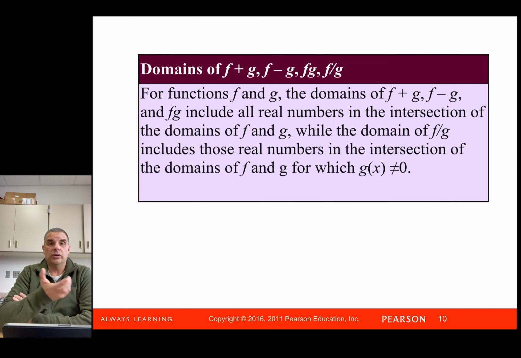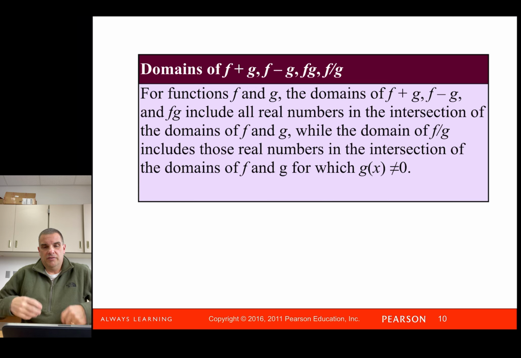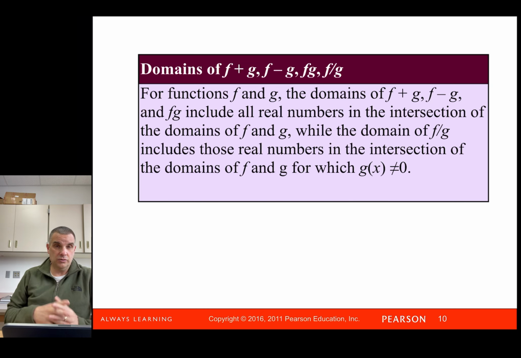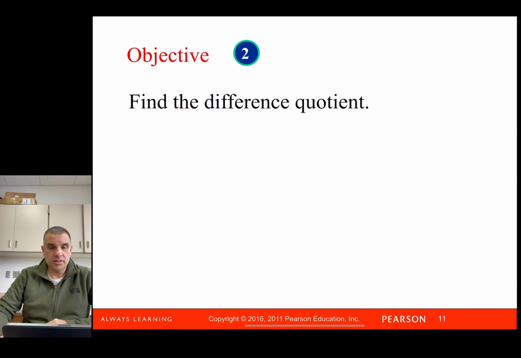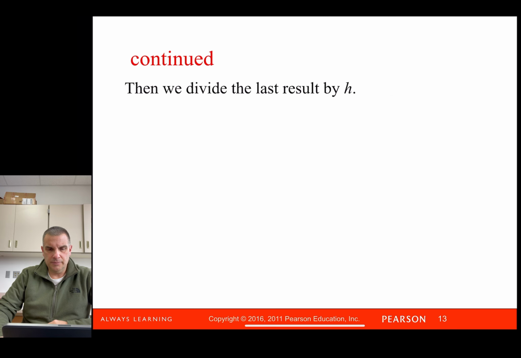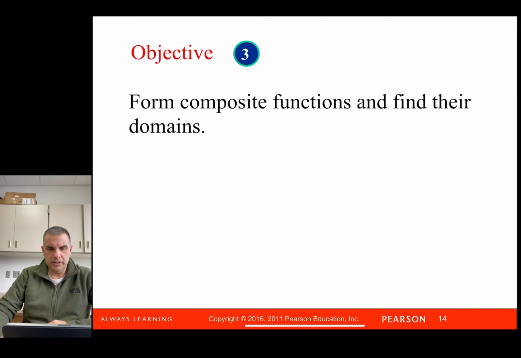So just when you're looking at domains, assume it's all reals, except for if you've got f divided by g, and then you have to make sure that you set that denominator equal to 0 and solve that, and whatever values you get are what's going to be excluded from your domains within those two functions. Okay. The difference quotient, we're not going to worry about the difference quotient in here. We're not going to worry about that.